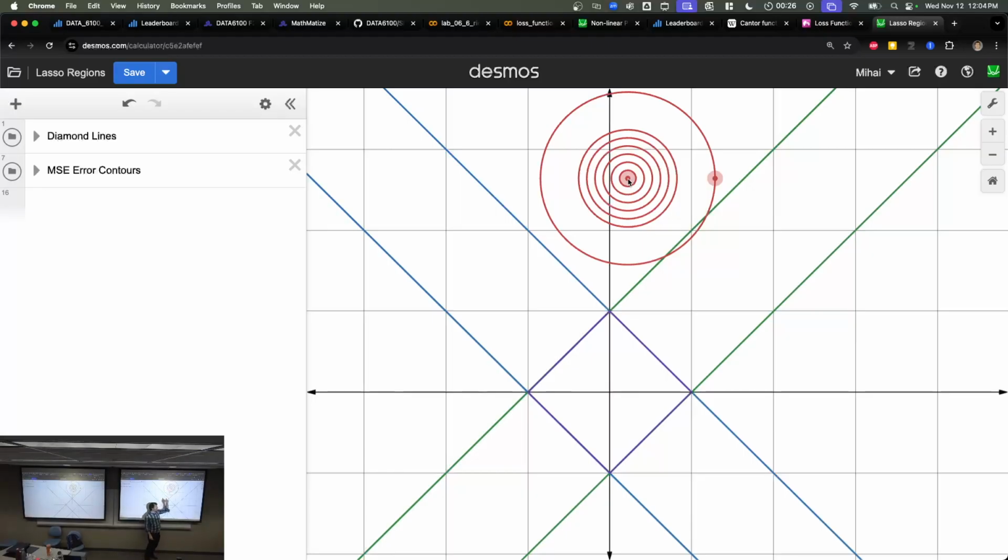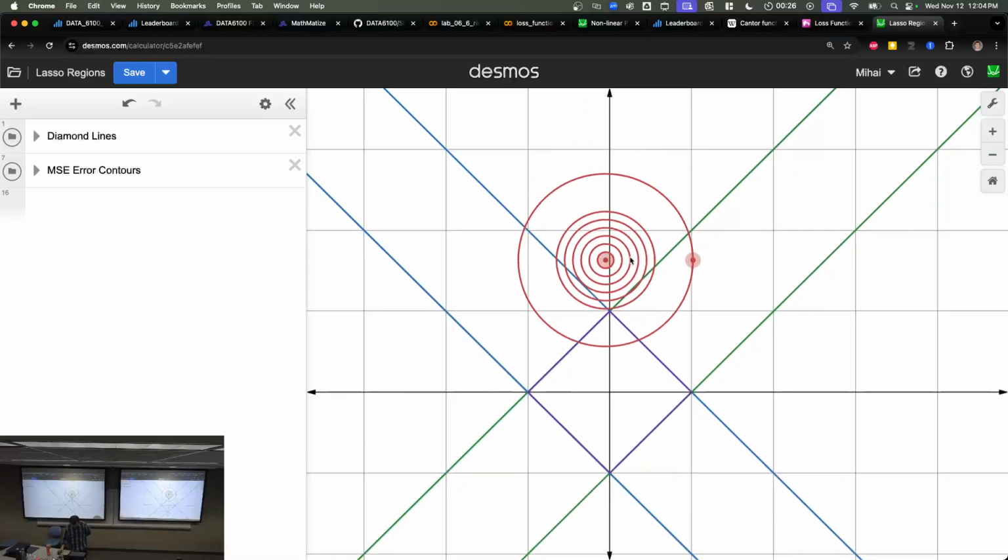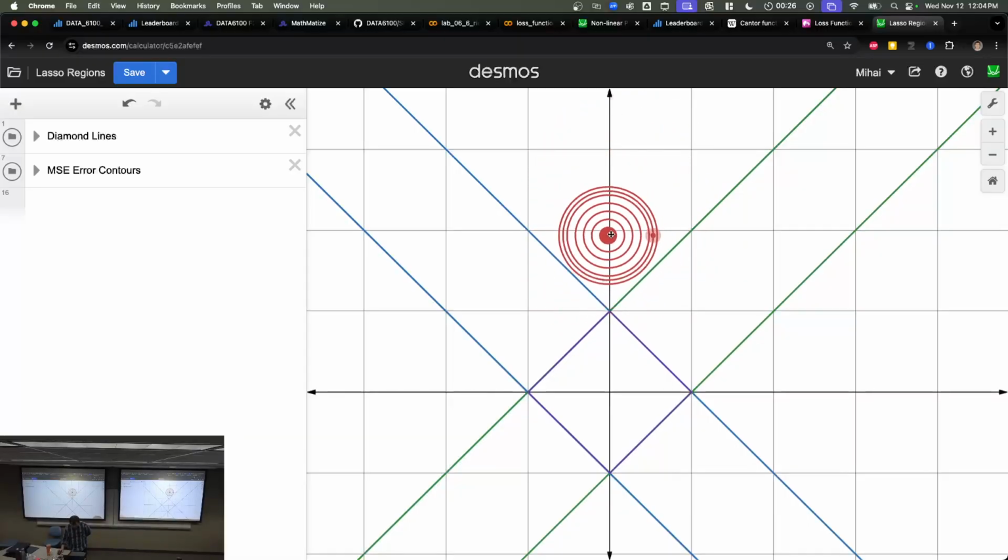We want to minimize the height of the bowl, that is the thing we're minimizing. So you imagine the bowl, and you are trying to find where on the bowl the height is the lowest. Of course, the answer to the question, where is the height the lowest, is exactly on the bullseye, right? But we're not trying to find the minimum anywhere. We're trying to find where on the bowl the minimum is on the purple diamond. Where on the purple diamond is the minimum of this bowl?